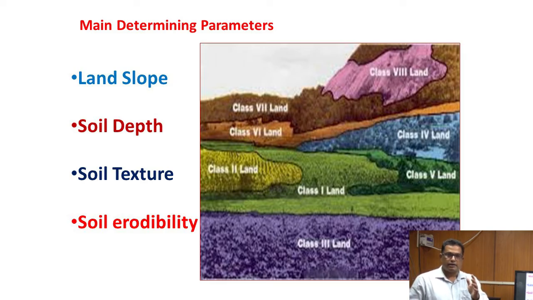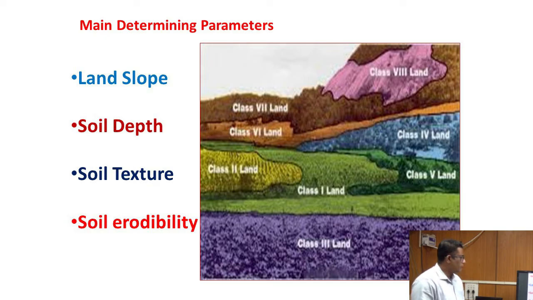And in a typical soil, it ranges from 50 centimeters to 100 centimeters. If it is more than 80-90, it is considered very good. If it is less, say 25 or 10, then slowly the substrata is getting exposed. That itself is an indication of land where erosion is taking place.